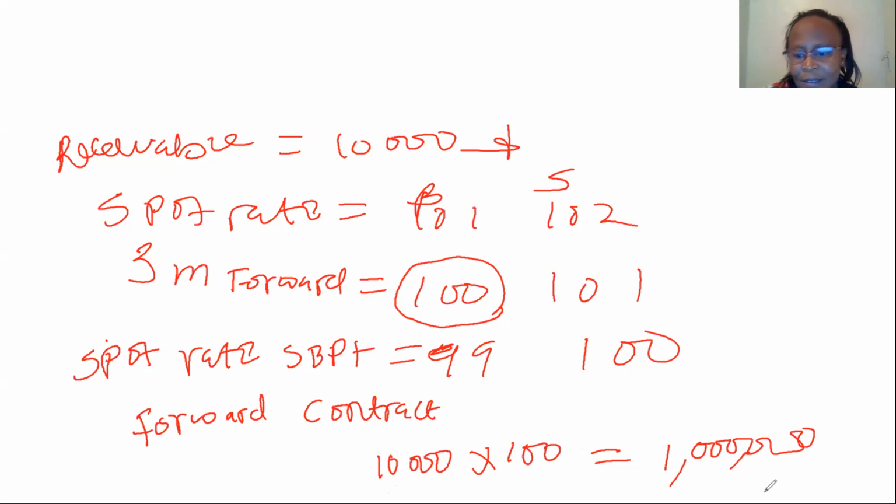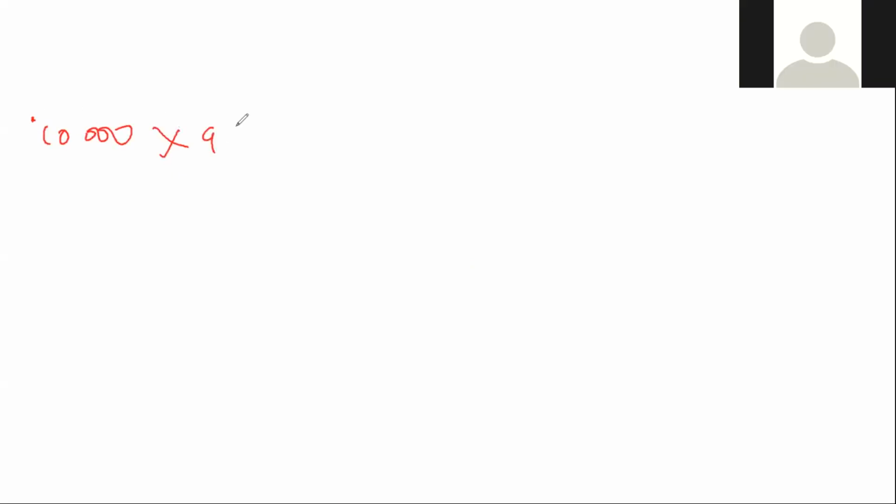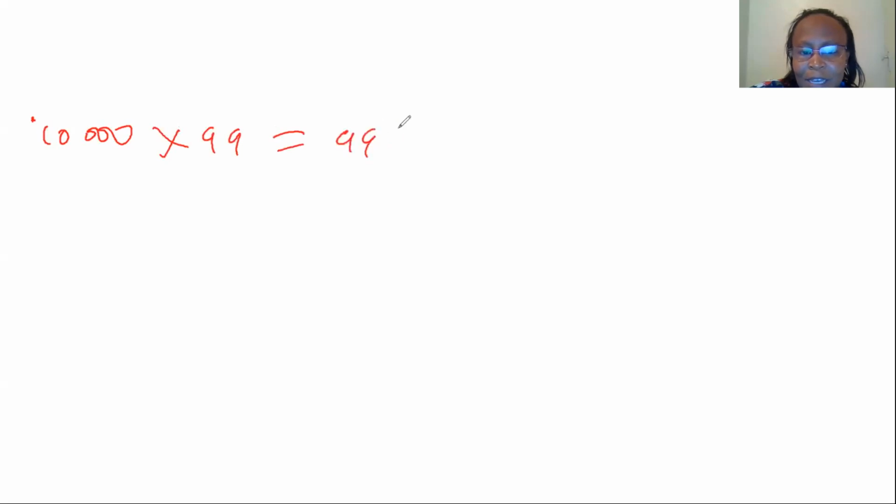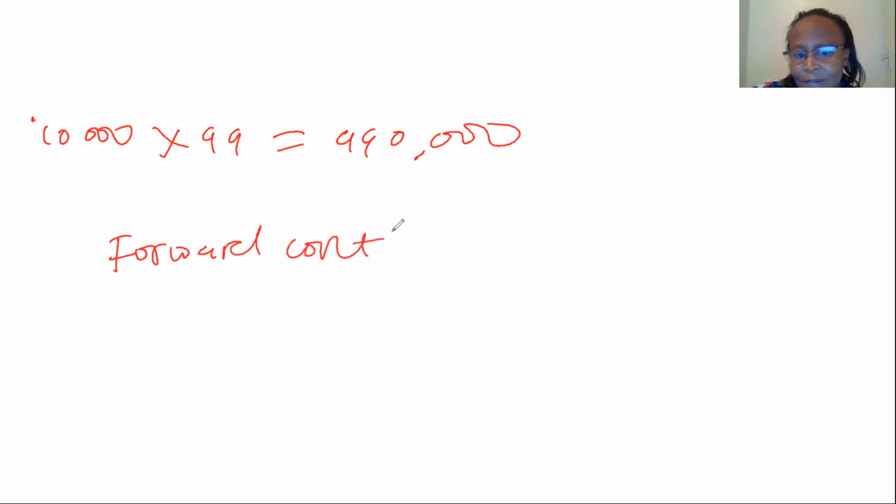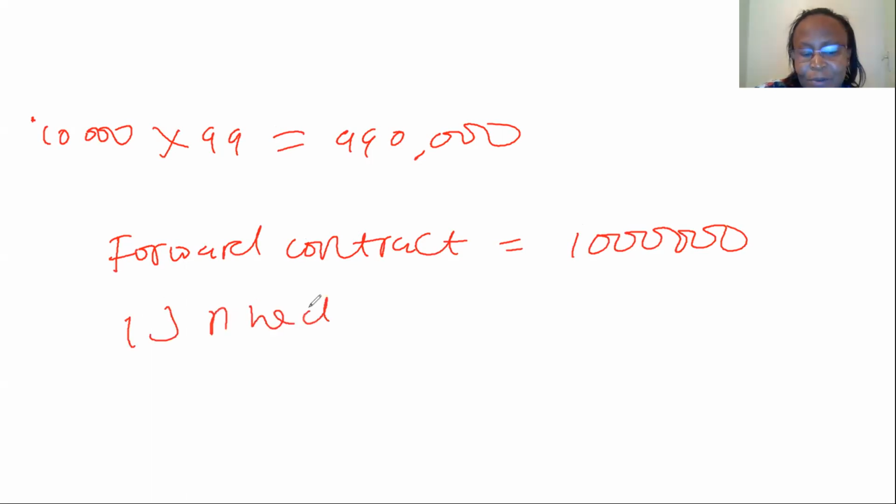Let's assume you decide you're not taking the forward contract. You just wait for that day, and whatever will happen is what you'll use. What will happen? You will exchange at what rate? 99. Times 99. So you are going to get 990,000. So if you get into the forward contract, you are going to get 1 million. If you decide to remain unhedged, you wait for the market to do whatever it wants, you'll get 990.